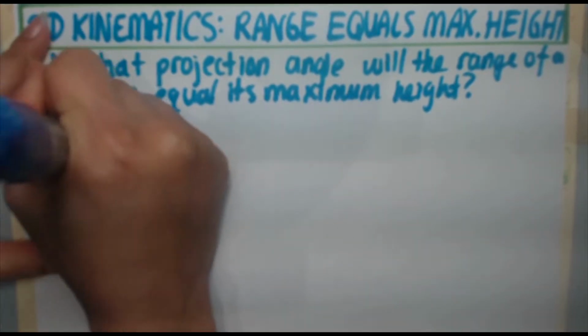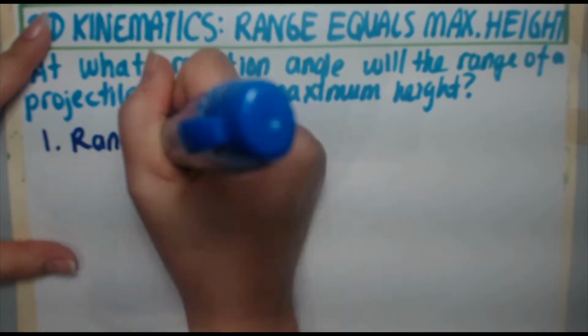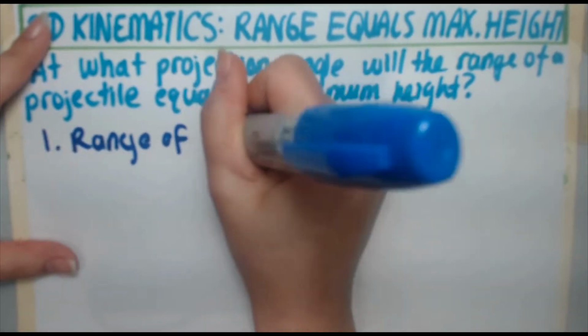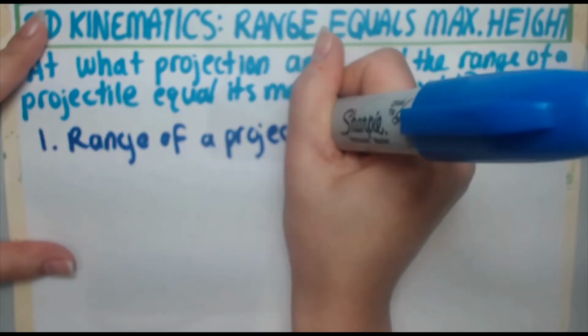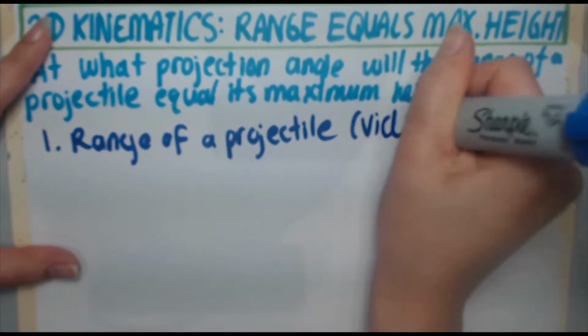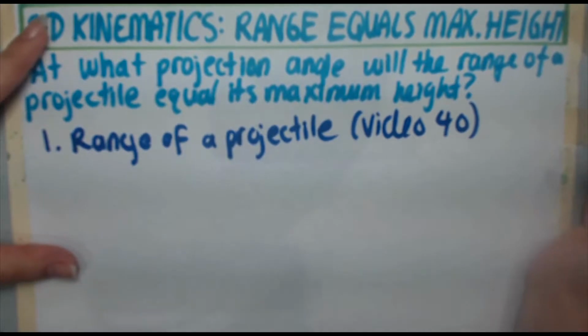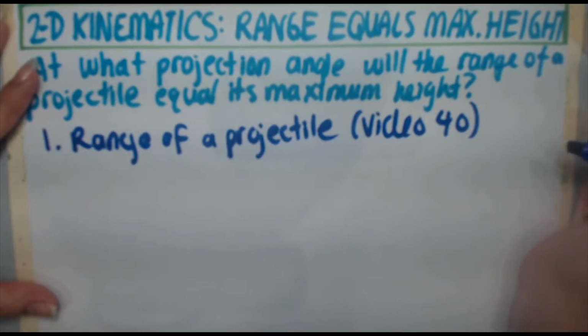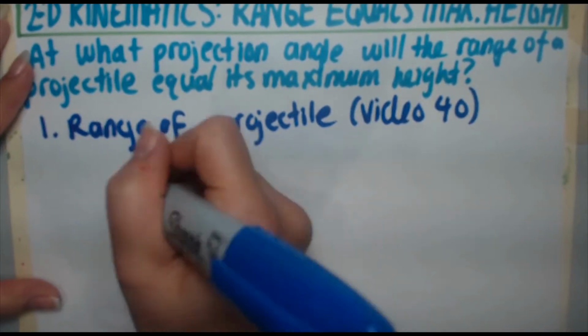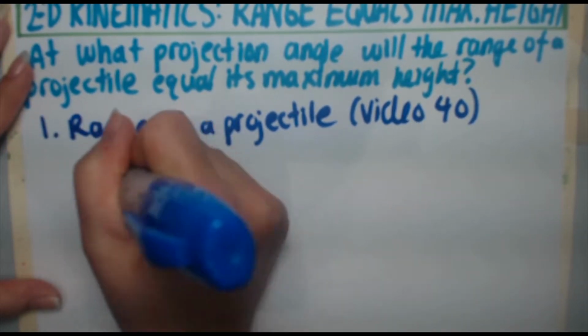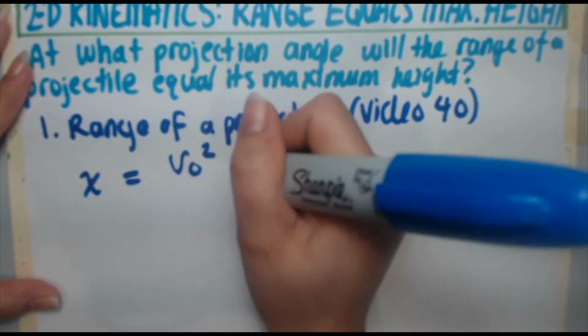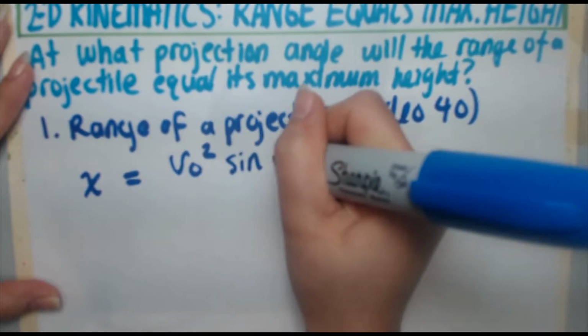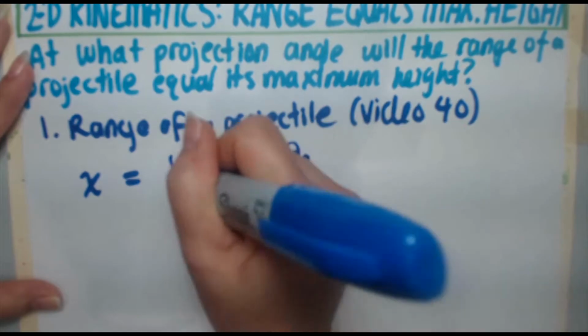Now, the first part, we already determined the range of a projectile. We derived this in video 40. If you haven't looked at it yet, I highly recommend you go to video 40 first and then come back to this video. For those of you who have already seen it, let's jump right in. So the range of a projectile is given by x equals v naught squared, the initial speed squared, times sine 2 of the initial angle theta naught over g.